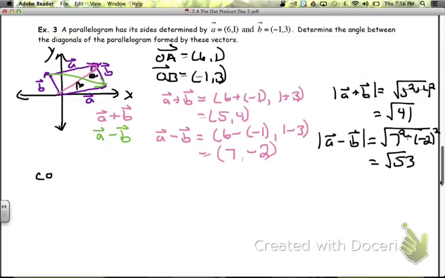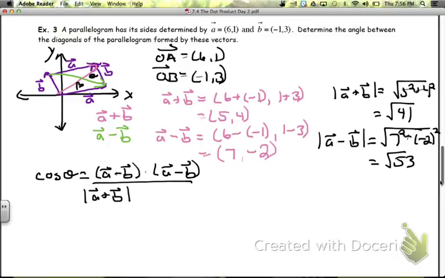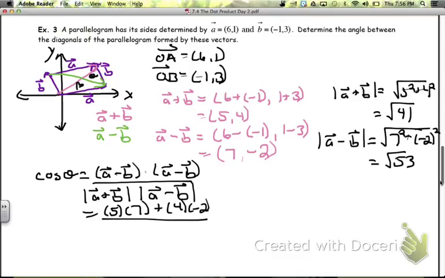Also, now, cos theta we know is equal to the dot product between our vectors A plus B and A minus B, all over the magnitudes of those two vectors. And so we can now do the dot product of A plus B and A minus B. So we have 5 times 7 plus 4 times negative 2, all over the magnitudes, so the square root of 41 times the square root of 53.